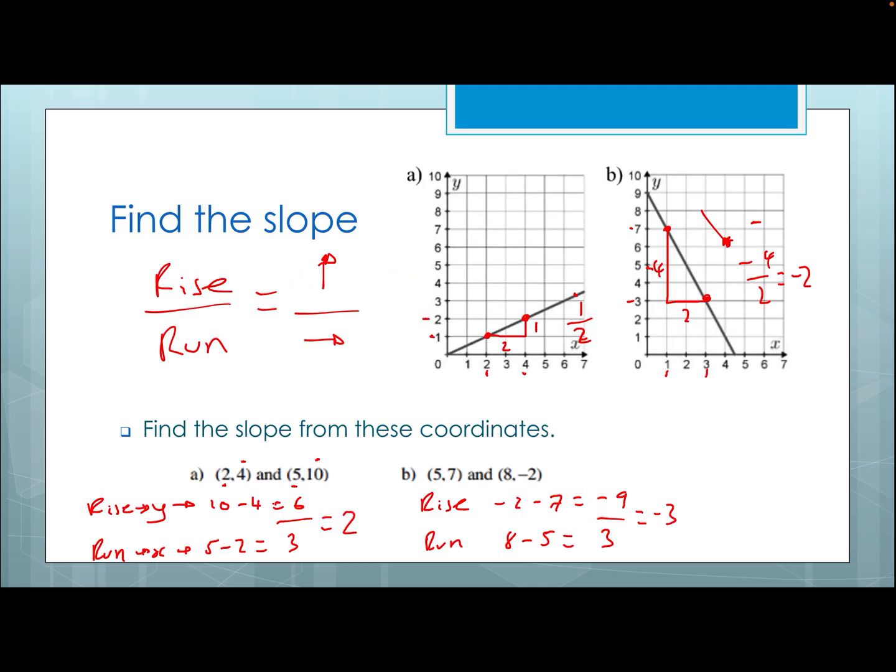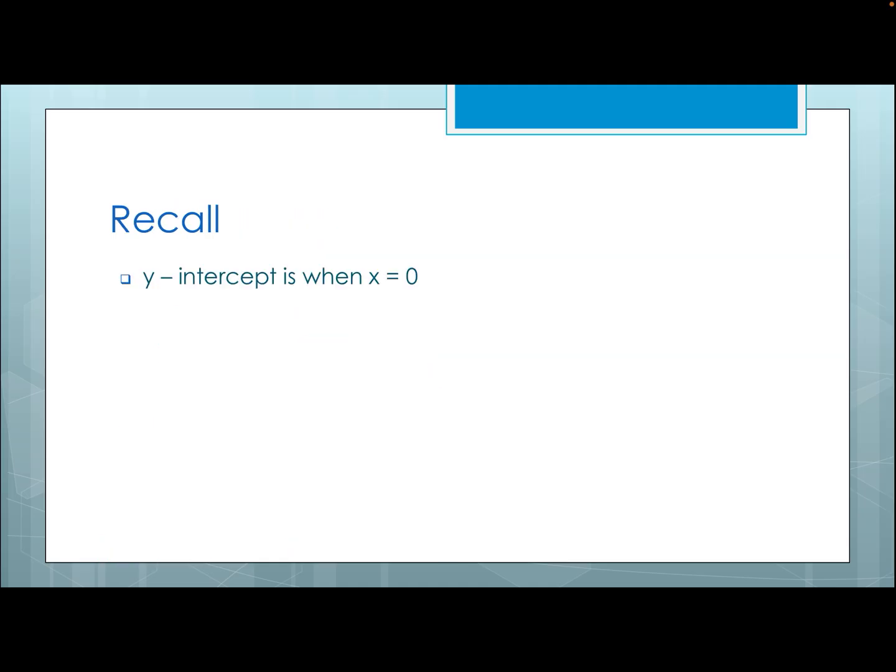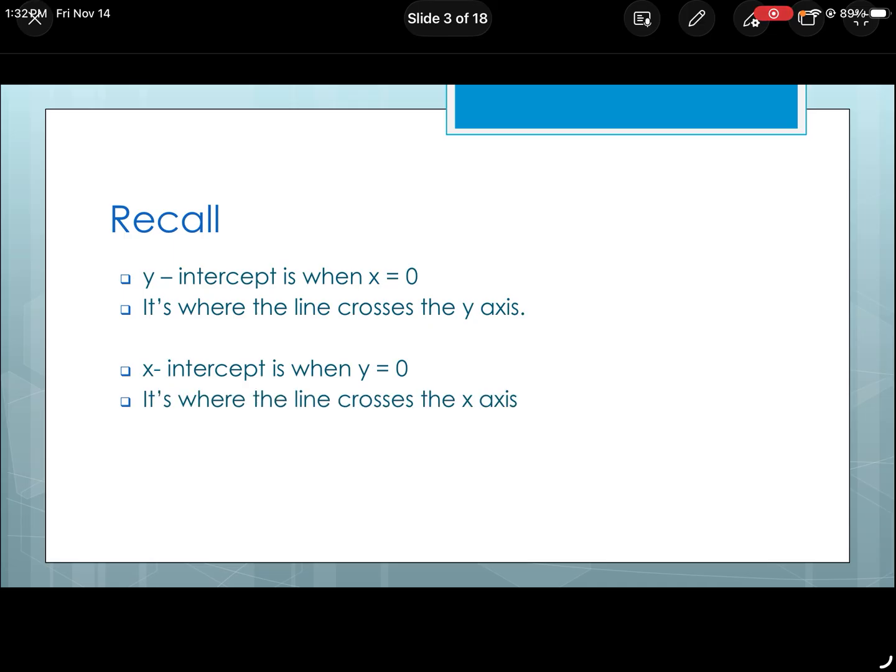Okay, so a quick recap then, a quick recall of everything we should have learned last unit. When I say that x equals 0, that's the y-intercept, right? So in other words, it's where it crosses the y-axis. So when x is 0, the place where the line crosses the y-axis is the y-intercept. So this one is 9, this one is 0, right? The x-intercept is when y equals 0. So it's where it crosses the x-axis, right?